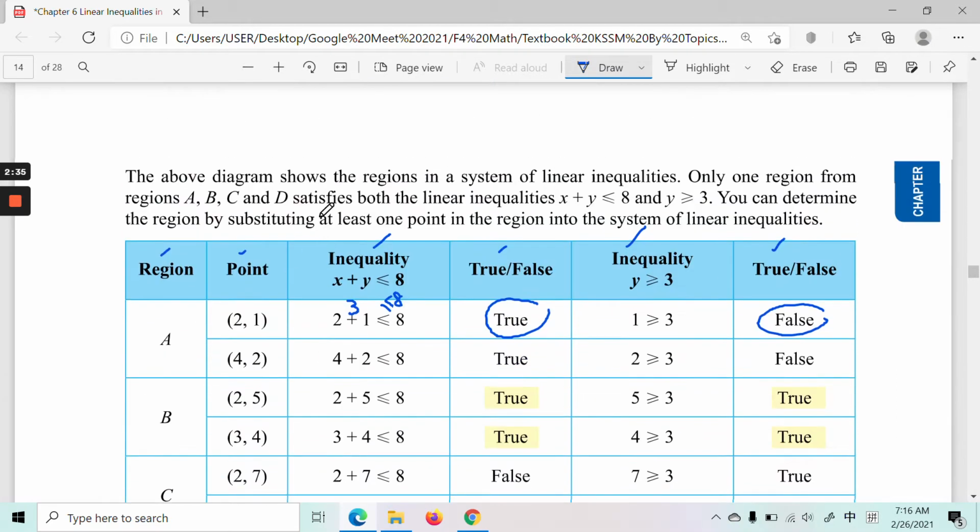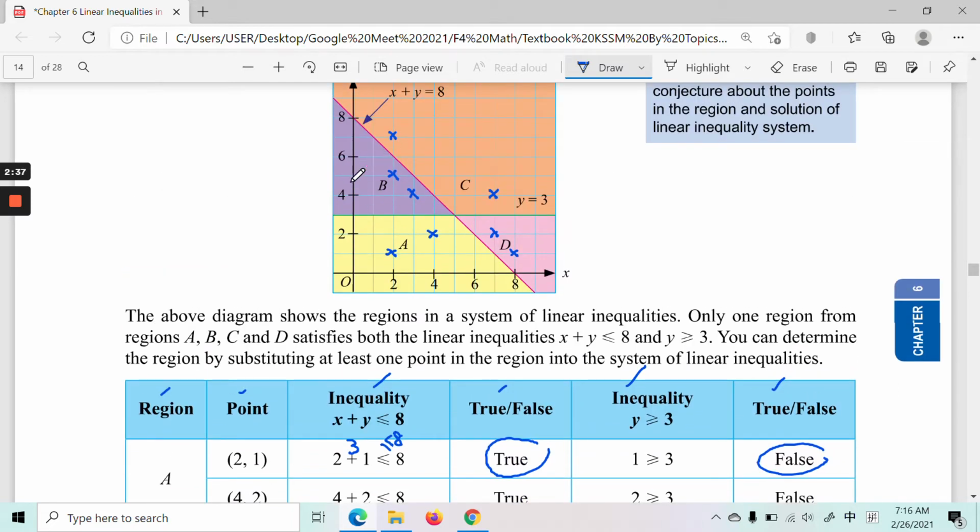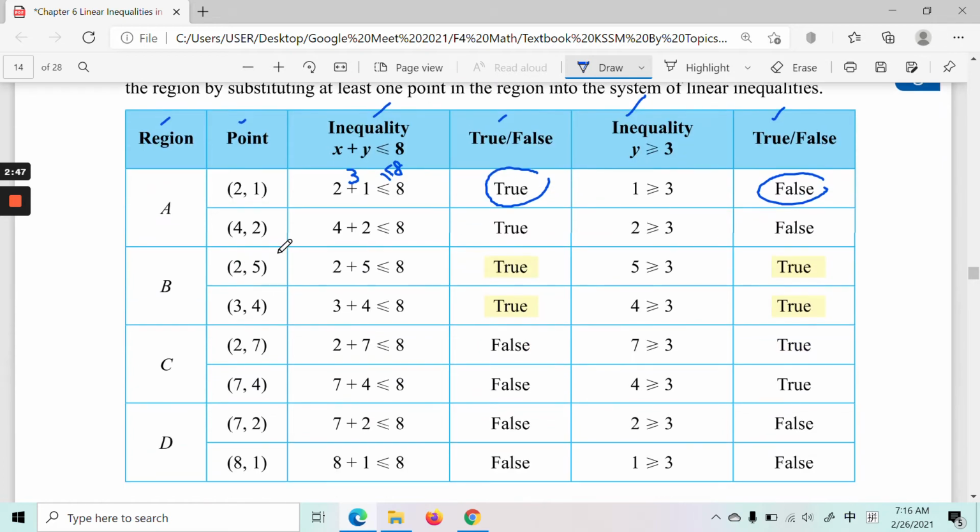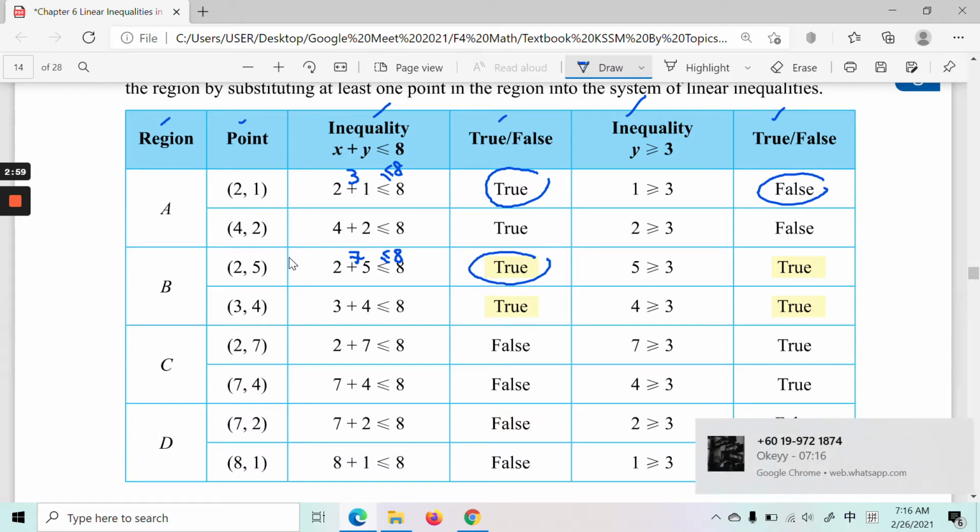And then region B. Look at this region B. We simply choose any 1 point. The example shows you 2 points, but you simply choose any 1 point. In this example, they choose these 2 points. For example number 1, just substitute 2 plus 5. So 2 plus 5 is 7. 7 is less than or equal to add, which is true. And then for this one, 5 is y. So 5 is greater than 3. So this one is also true.